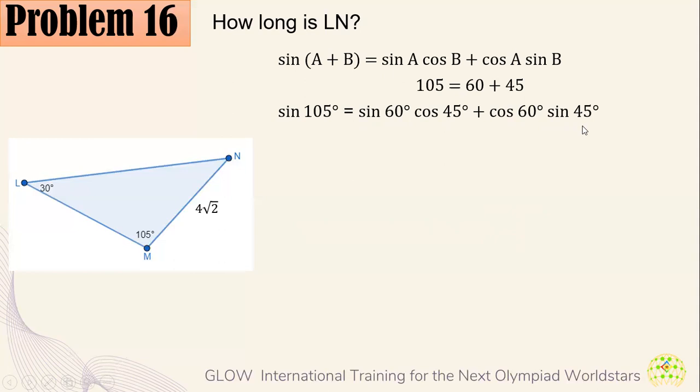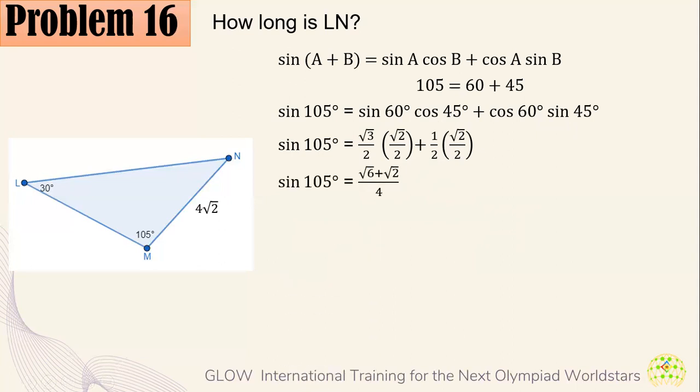Sine 60 is square root of 3 over 2. Cosine 45 is square root of 2 over 2. Plus cosine 60 degrees is 1/2. Sine 45 degrees is square root of 2 over 2. And if you simplify this, you could actually see that their common denominator is 4. And thus, sine 105 is square root of 6 plus square root of 2 all over 4.